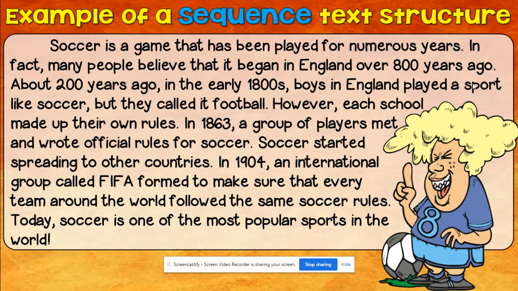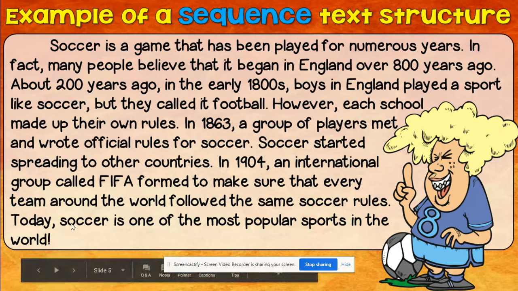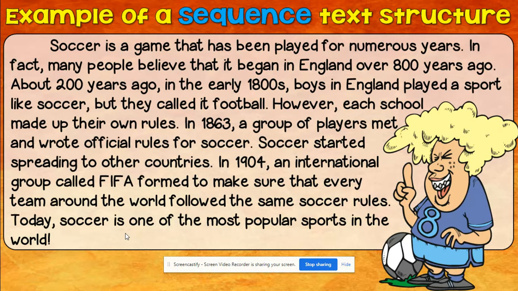An example of a sequence text structure is this. Soccer is a game that has been played for numerous years. In fact, many people believe that it began in England over 800 years ago. About 200 years ago, in the early 1800s, boys in England played a sport like soccer, but they called it football. However, each school made up their own rules. In 1863, a group of players met and wrote official rules for soccer. Soccer started spreading to other countries. In 1904, an international group called FIFA formed to make sure that every team around the world followed the same soccer rules. Today, soccer is one of the most popular sports in the world.